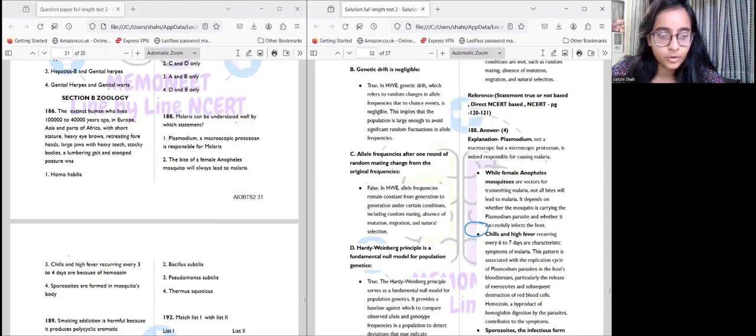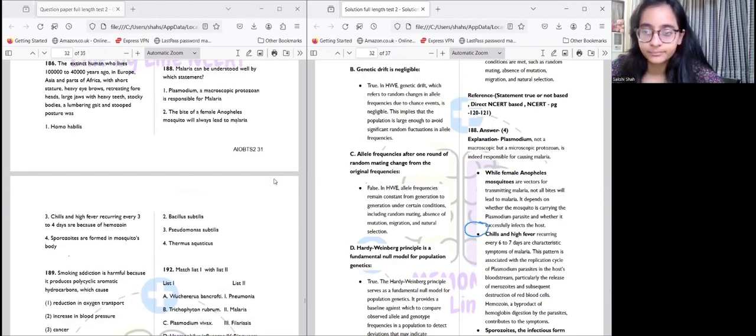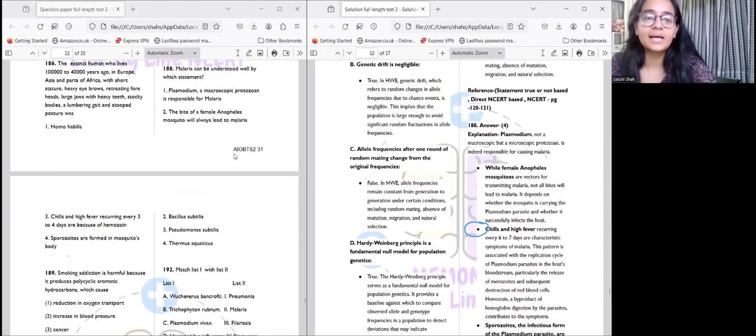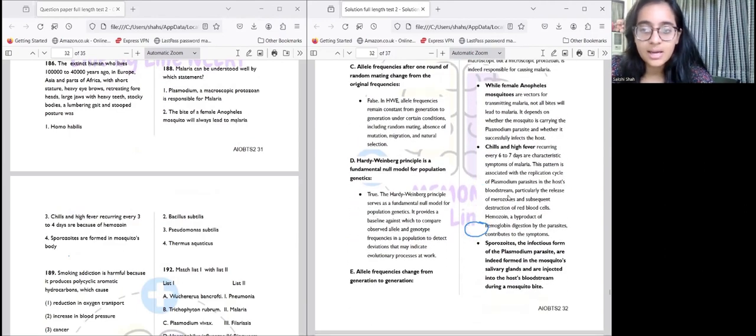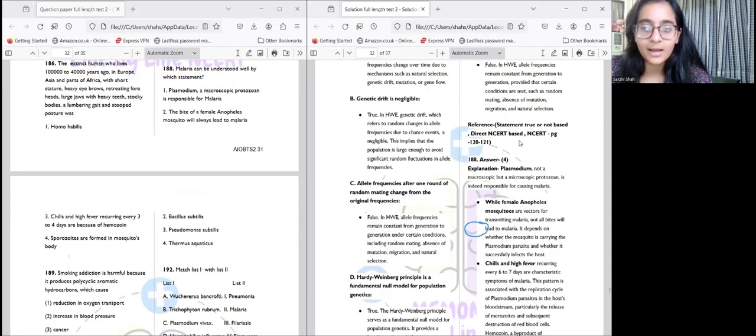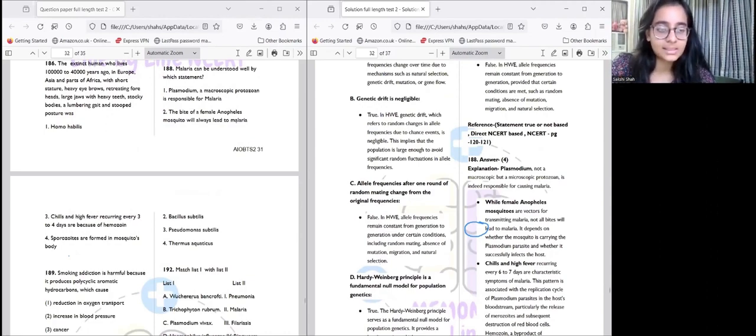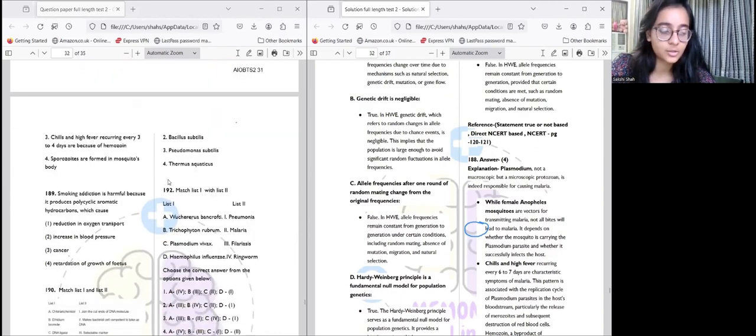So it's option number 4. Sporozoites are formed in the mosquito's body. Okay. Why? Because Plasmodium are microscopic protozoa. Firstly, Plasmodium vivax or Plasmodium malariae are different types of organisms, right? Now if we see here, how does it spread? It is spread by the female Anopheles mosquito. Will it always lead to malaria? No, not always. Chills and high fever occur, but every 6 to 7 days. And Plasmodium is not macroscopic, but it is microscopic. So the last one is correct, which is sporozoites are formed in the mosquito's body.